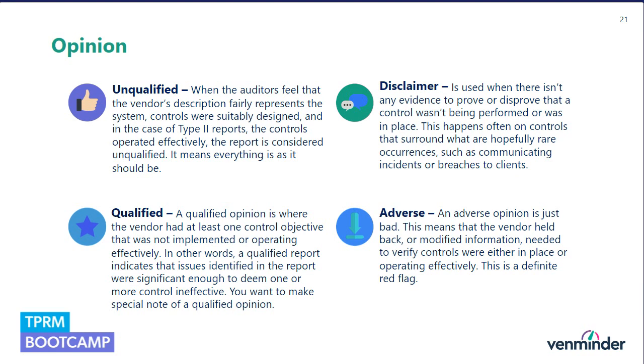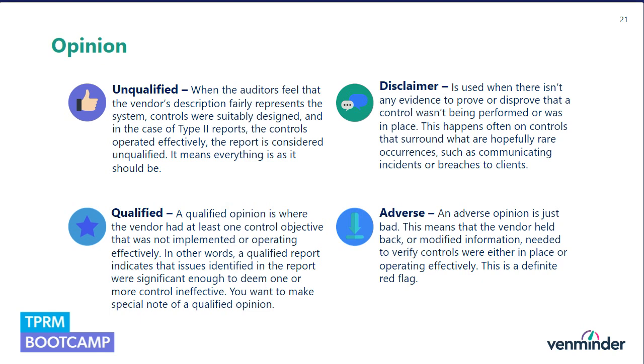A qualified opinion is where the vendor had at least one control objective that was not implemented or operating effectively. So in other words, a qualified report is going to indicate that issues identified in the report were significant enough to deem one or more controls ineffective. You're going to want to make a special note of a qualified opinion because you should really make sure to follow up and confirm that it was resolved.